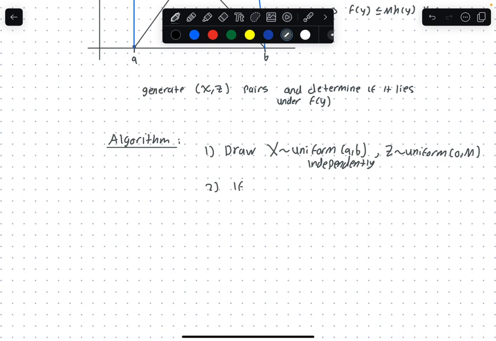And if z sub i is less than f of x sub i, we will accept x sub i as a sample from f of y. Otherwise, we will reject and return to step one. And the idea is you will keep doing this in a loop until you have your desired sample size.